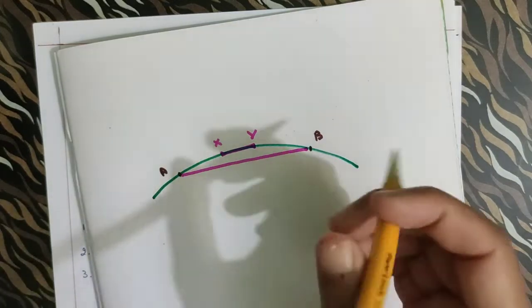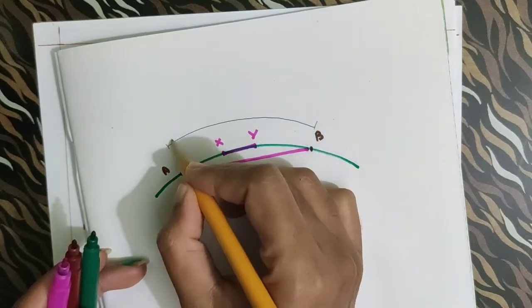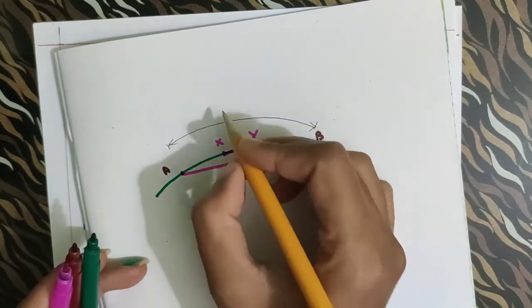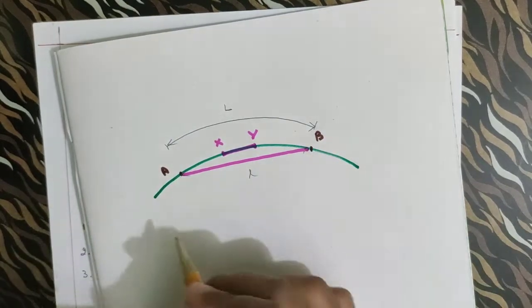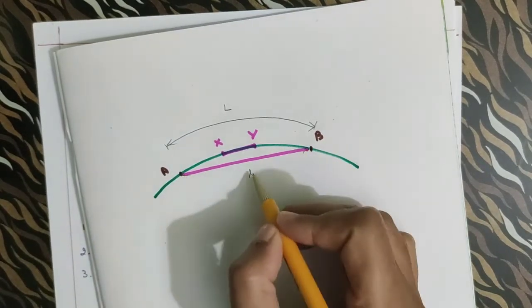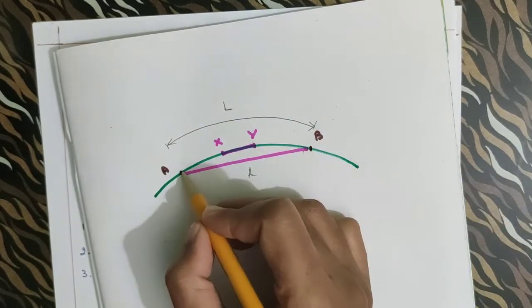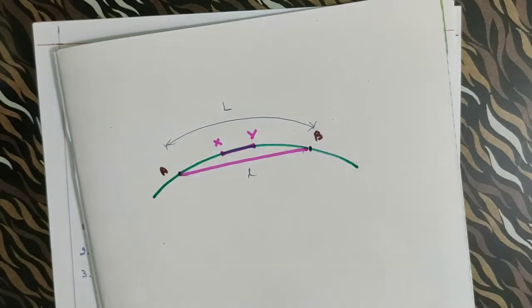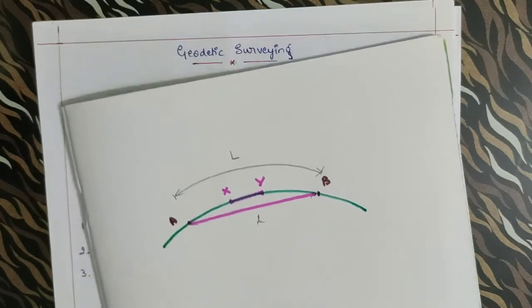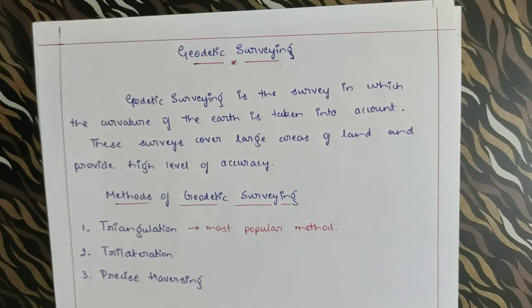So here the true length is this, which is curved, say capital L, and this is small l. So the distance between A and B is not small l, it is capital L, where you have to take into account the curvature of earth. This is how you will carry out the geodetic surveying, and this is how the curvature of earth's surface is taken into account in geodetic surveying.